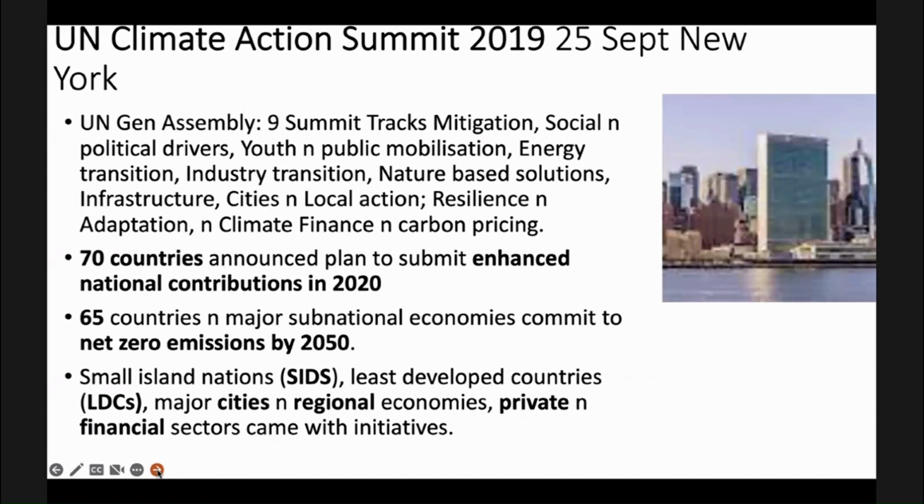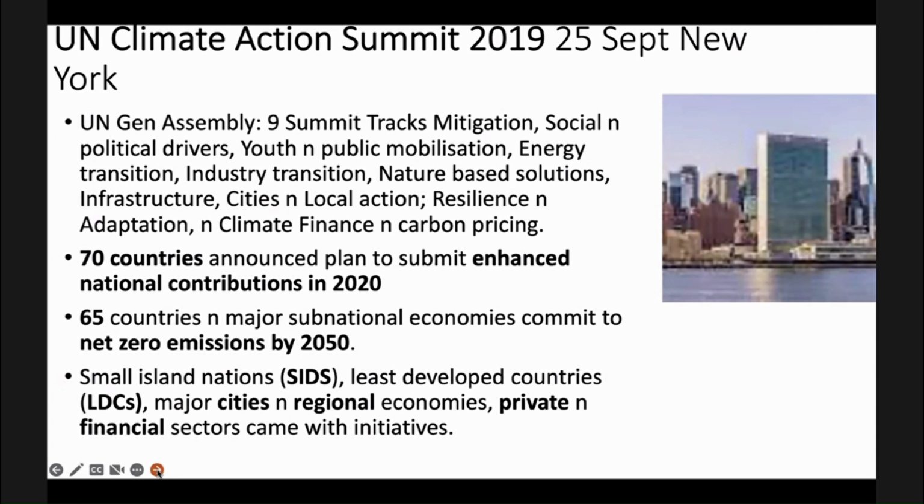Before we go to COP25, in November 2019, the last time the world met, it talked of climate action at the summit level. So there were 9 summit tracks, and they're listed here: mitigation, social and political drivers, youth, energy transition, industry transition, nature-based solutions, infrastructure, cities, and local action, building of resilience and adaptation, linking the two, and more effective climate finance and carbon pricing.